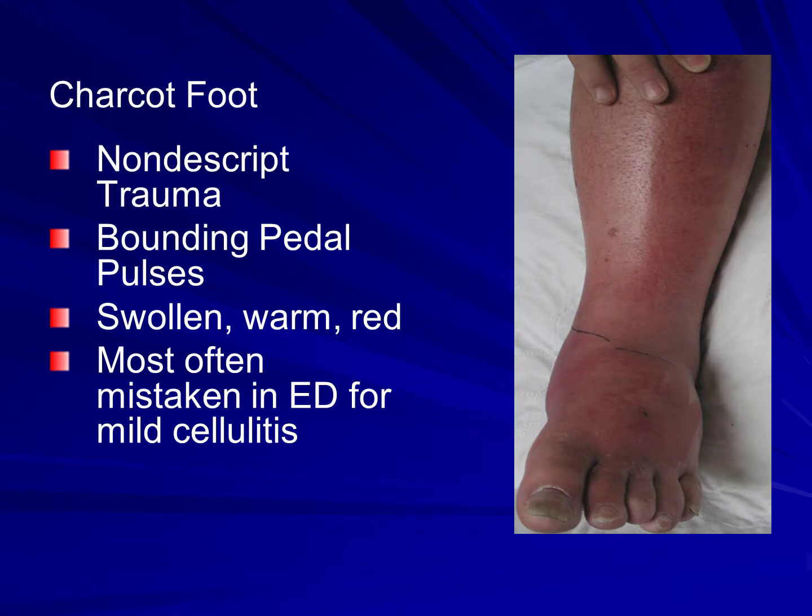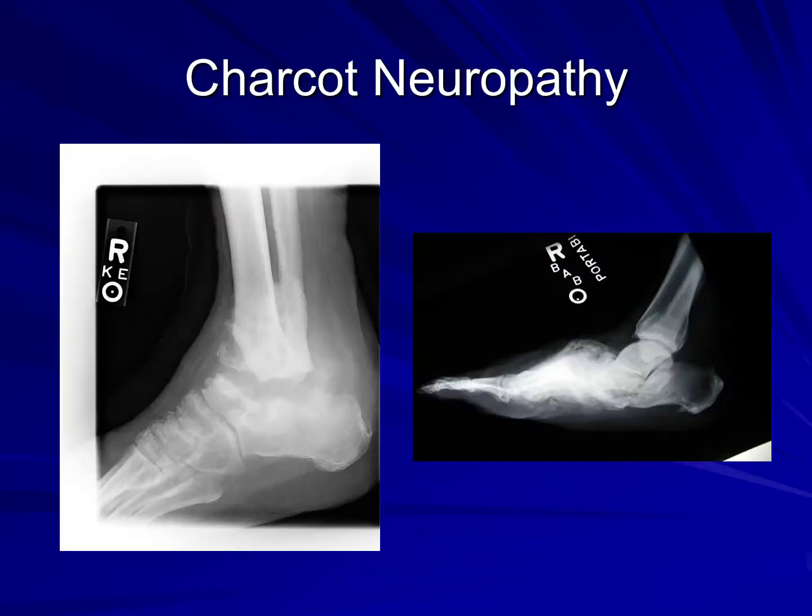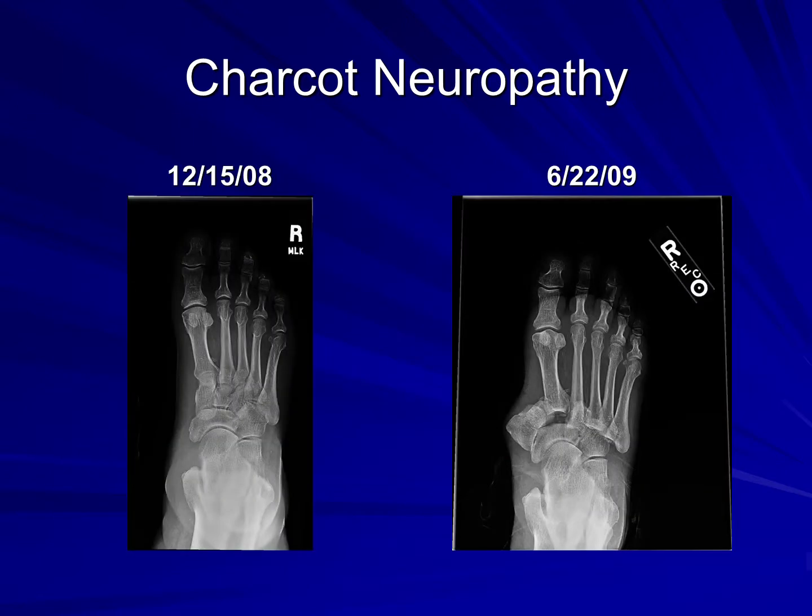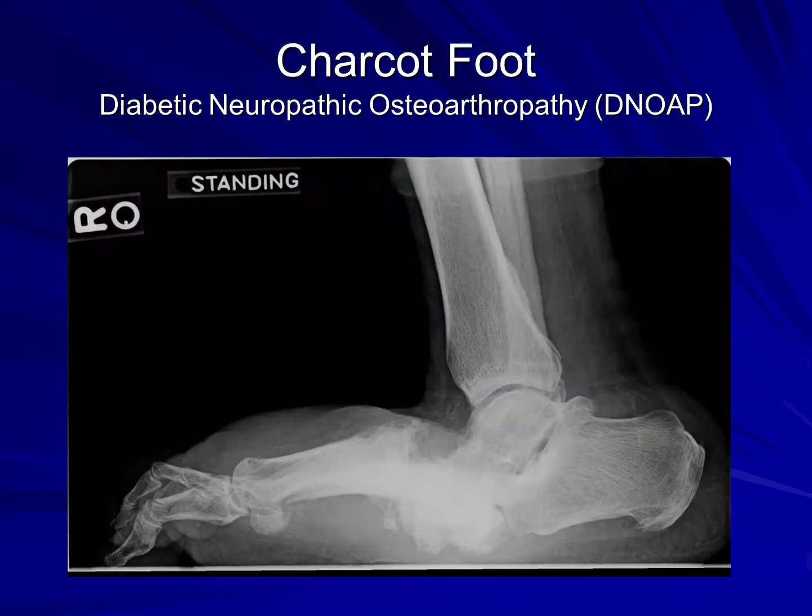This is an example of an acute Charcot foot. An acute Charcot foot can quickly deteriorate into what I would call a rubble of bones, as you can see in this series that is showing up now.